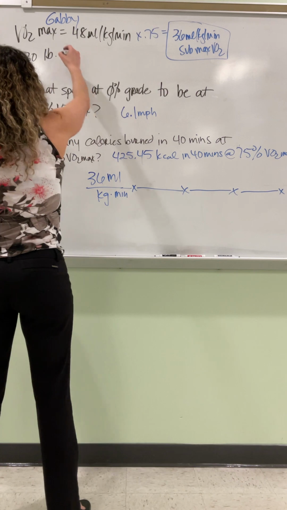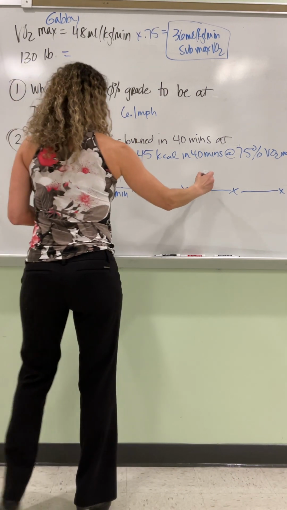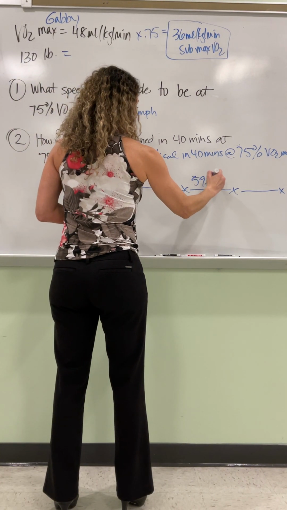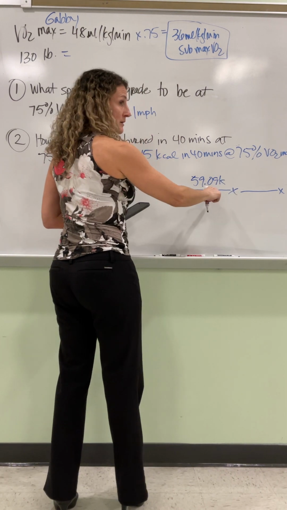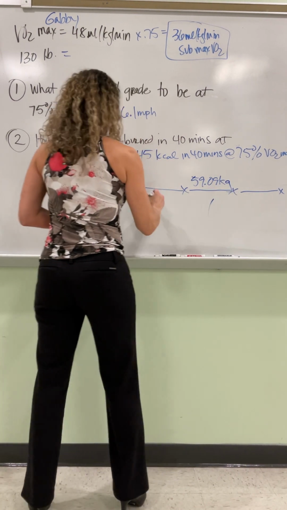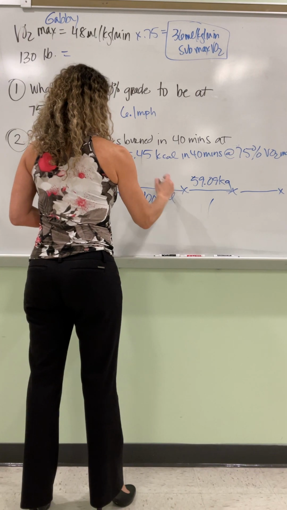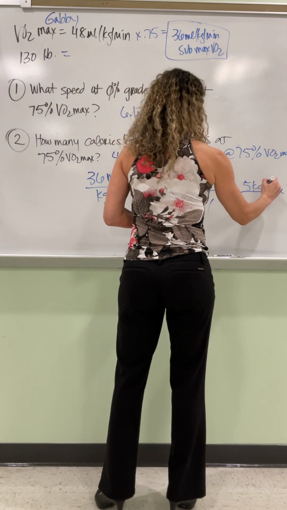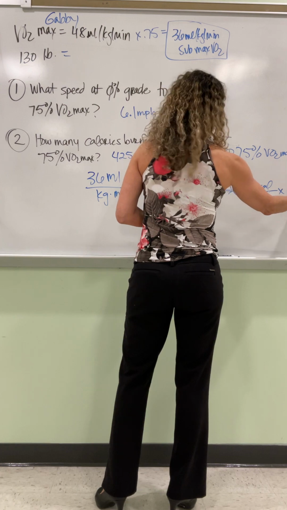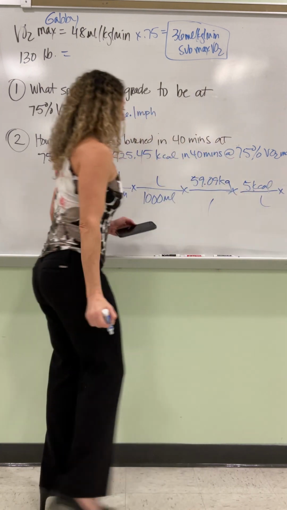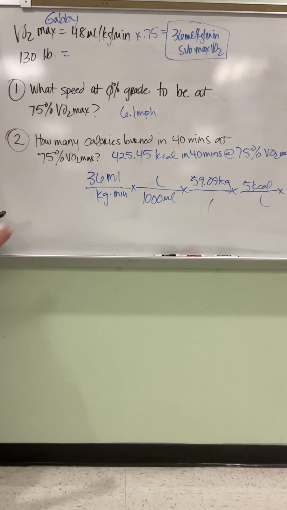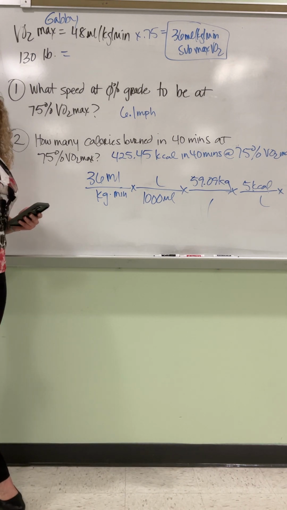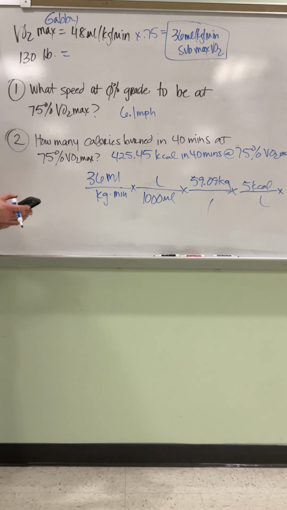Can someone tell me what these kilograms are? 59.09 kilograms. Then 5 calories per liter and 40 minutes. That's the setup. I'm assuming it comes out to 425. Questions on that?